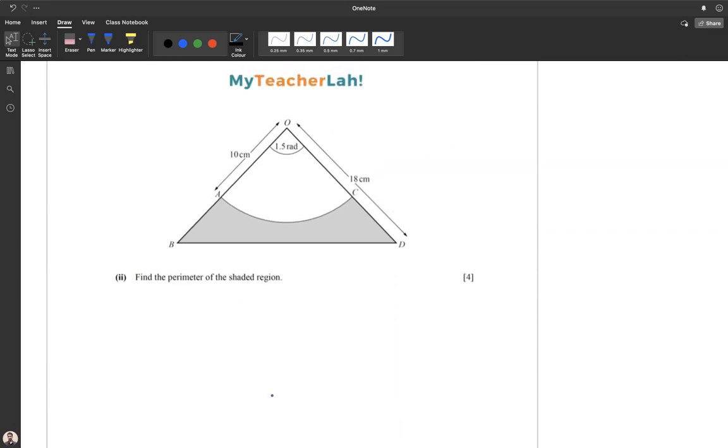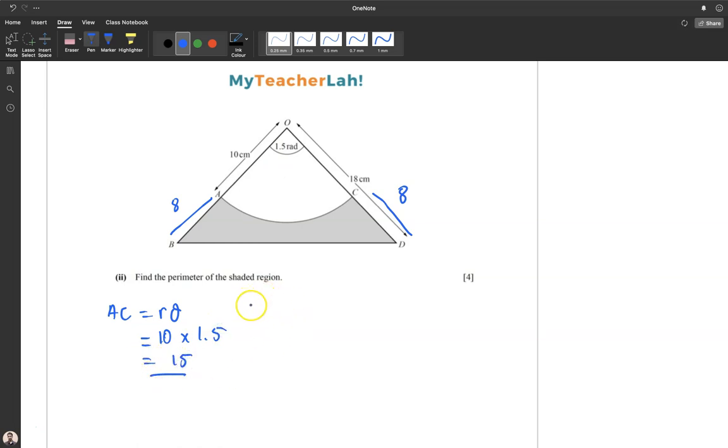Okay, so find the perimeter of the shaded region. You need to find the perimeter of the shaded region now. So what is missing? This is quite easy to get. This is also quite easy to get, because 18 minus 10, I'm going to get an 8. I'm going to get an 8 here. All right, what else? AC. In order for me to get AC, it's just r theta. So my radius is 10 times my 1.5. So I'm going to get 15 for that.